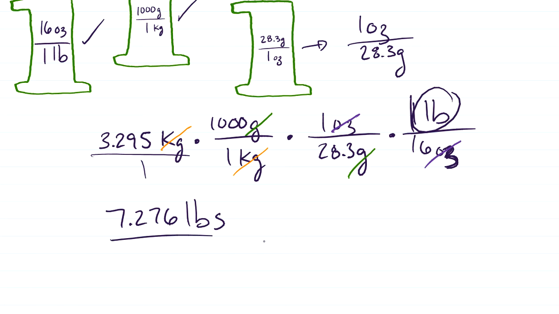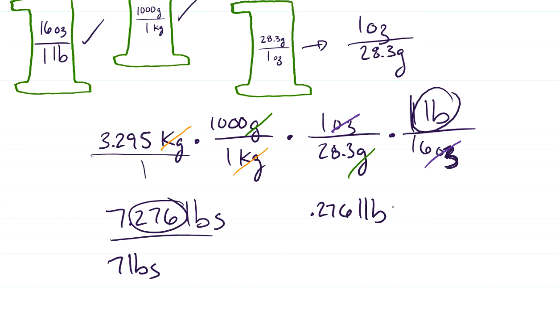Now, one of the things the question asked me to do is state the answer in pounds and ounces. So, for example, I know that the baby weighs 7 pounds, but there's also some ounces involved. And it's not 0.276 ounces. This number, the 0.276, that's in pounds, so that's a part of a pound. But I'm going to convert that back into ounces.